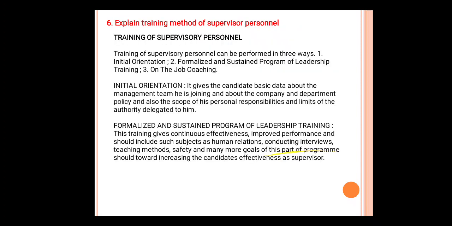Next question, explain the training method of the supervisory persons. After selection, what type of training is to be given to those supervisory persons? Okay, we'll see. Training of the supervisory persons can be performed in three ways. One, initial orientation; two, a formalized and sustained program of leadership training; and third, on the job coaching. We'll see them one by one clearly.